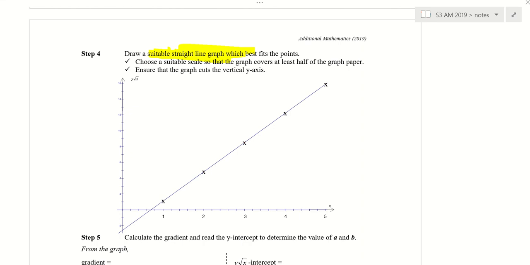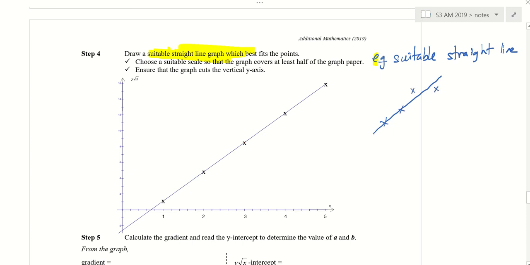Can you write down the example? Come on, come on. Few more minutes only. Suitable straight line. So, suitable straight line example number one, Jingfeng, is like that.